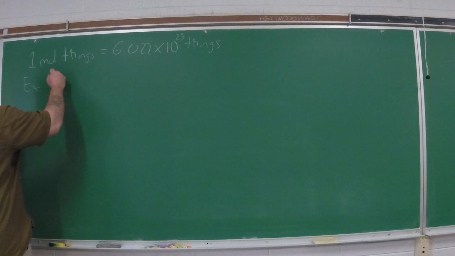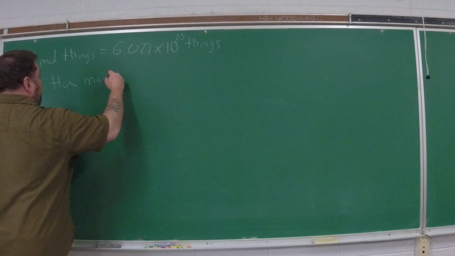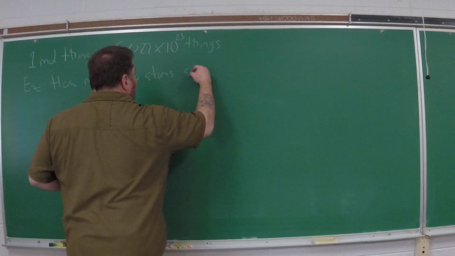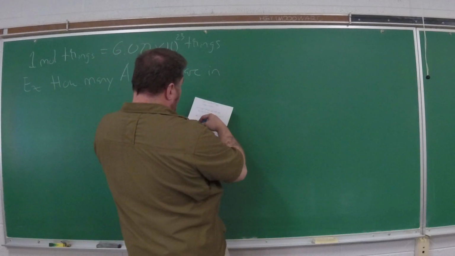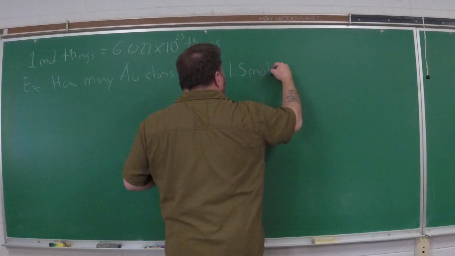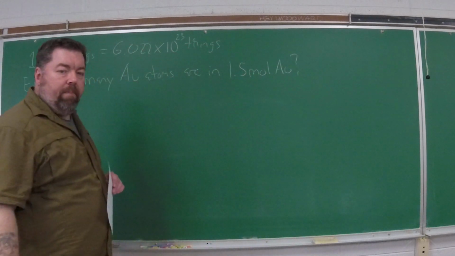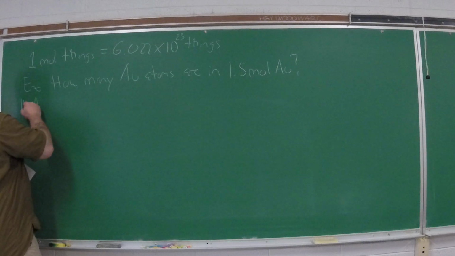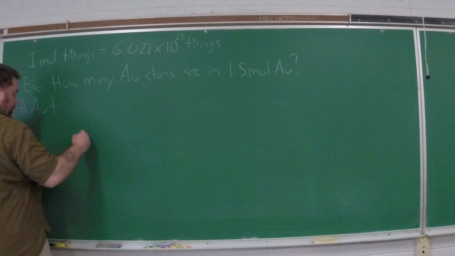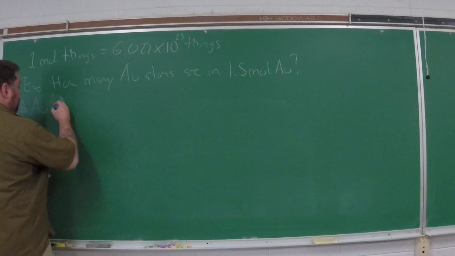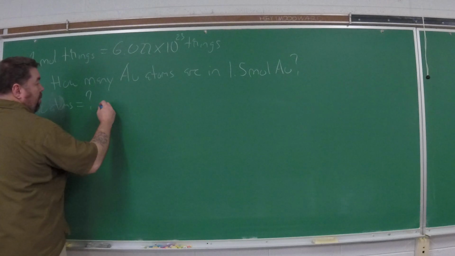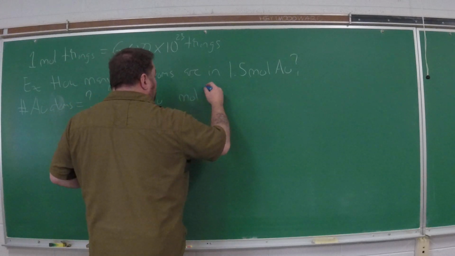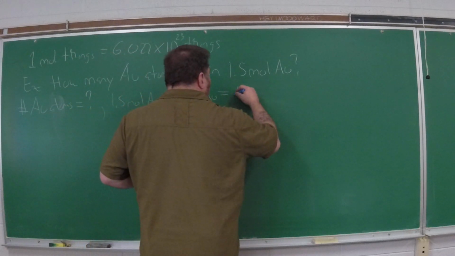So, example. How many gold atoms are in, let's see here, 1.5 moles of gold, all right? So pretty straightforward, right? What are we asking for? I'll write it out like I always do. We're asking for a number of gold atoms. We're given 1.5 moles of gold. In this case, we're simply going to go from moles of gold to number of gold atoms.